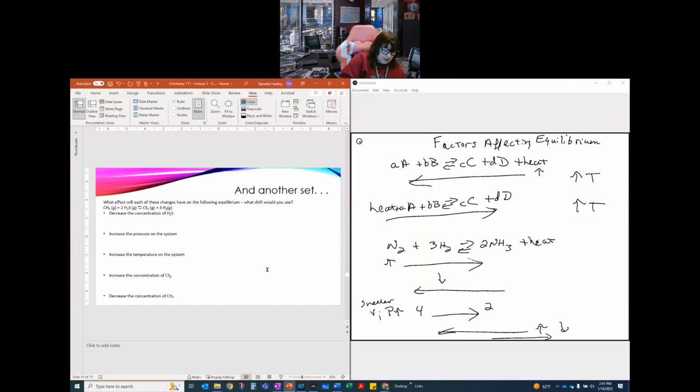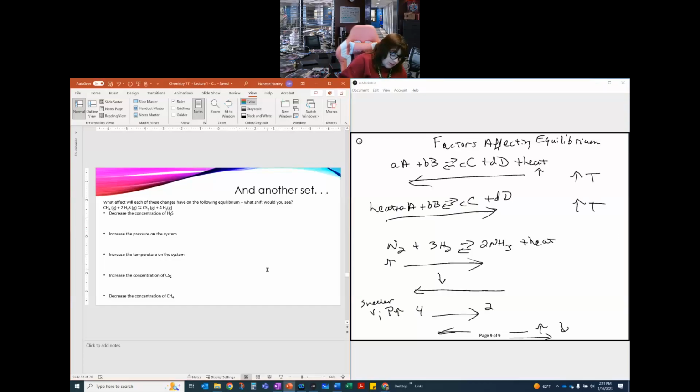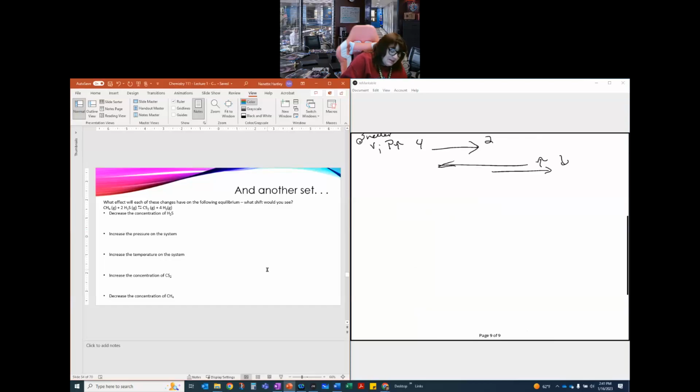Here's another set. I just want to ask some more questions. So now I have CH4, this is a gas, plus 2H2S, which is also a gas, gives me CS2 plus 4H2. And again, that's a gas, and that's a gas.